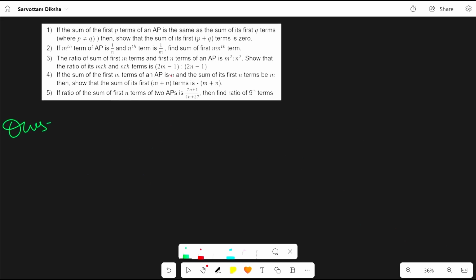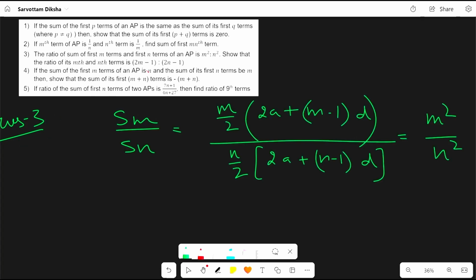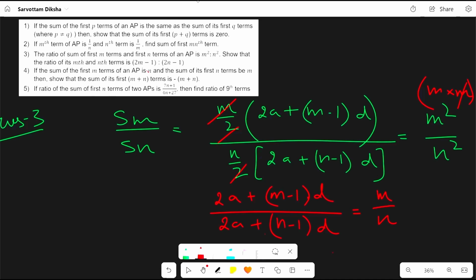Let's do the third question. In the third question, quickly keep writing whatever they have given. So let me write it. This is what they have given me. I know my 2 will get cancelled. This m will get cancelled because here I have m into m, no? So it will cancel with one of my m. Please bear with my handwriting. So this is what I have got.